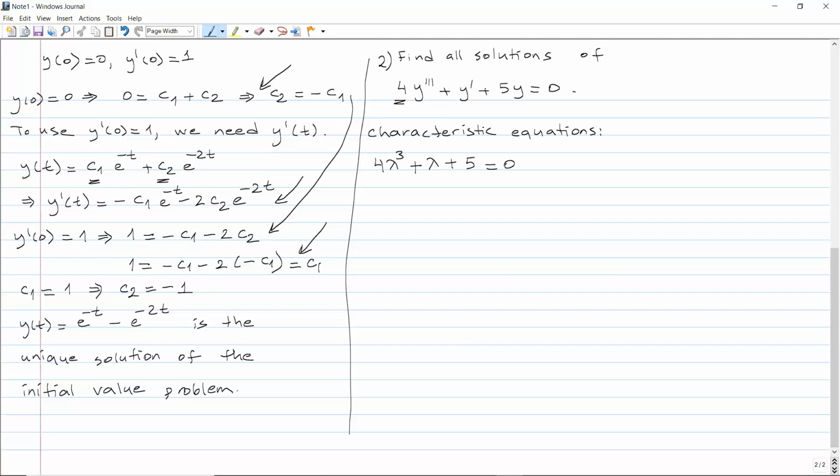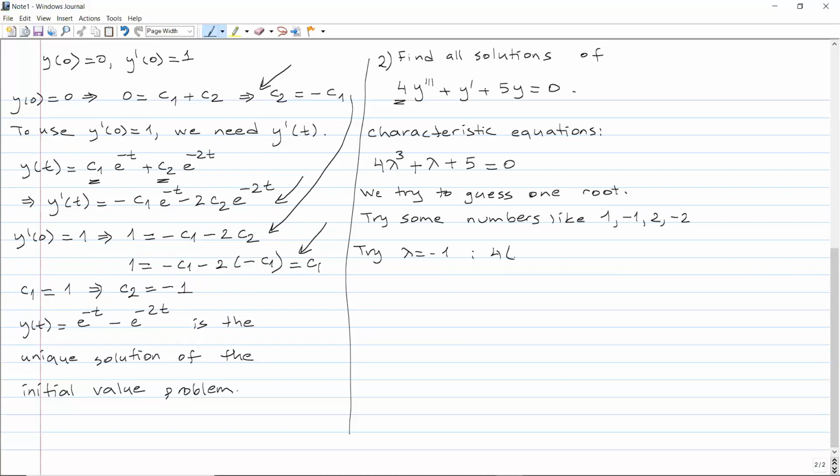To find all the roots, it's not clear how to factor this polynomial. So in this case, we try to guess one root. So how do we do that? Try some numbers, like 1, minus 1, 2, minus 2, and if it doesn't work, 3, minus 3, and so on. Since all the signs are positive, I think it's clear that no positive number is going to be a root. So let's try a negative number. So try minus 1.